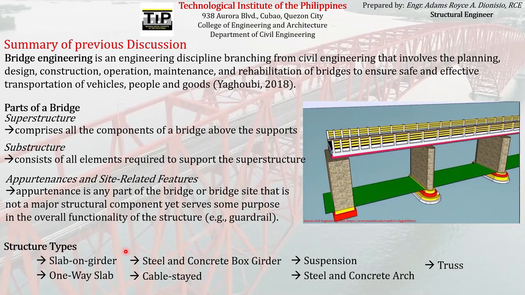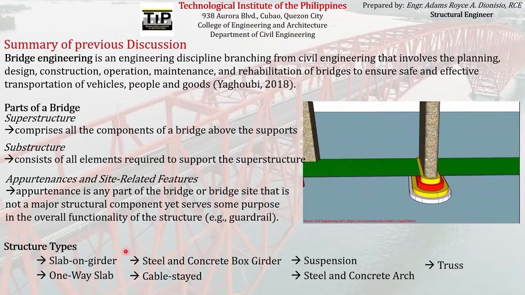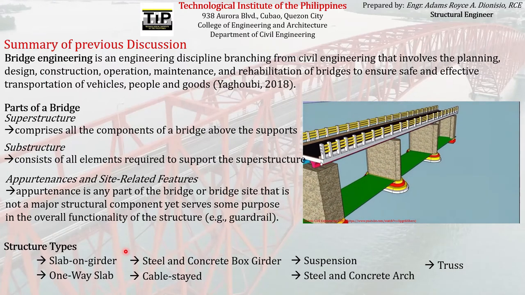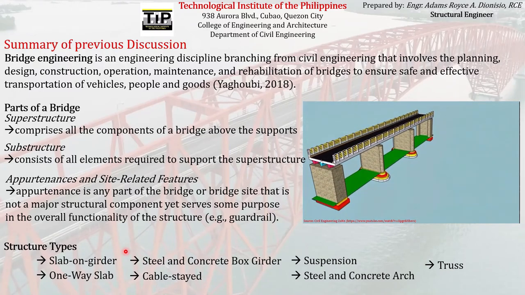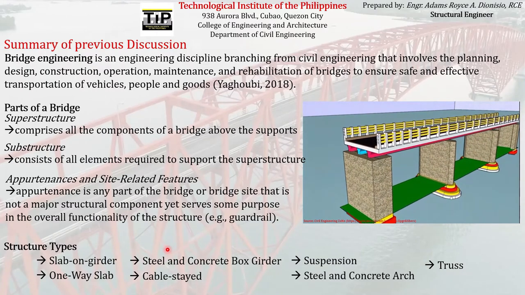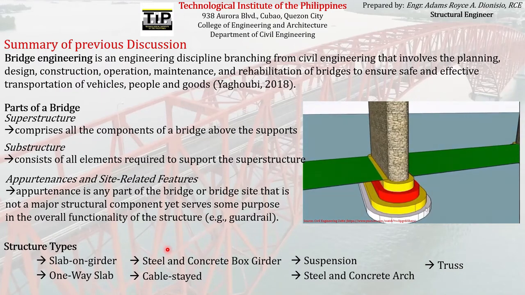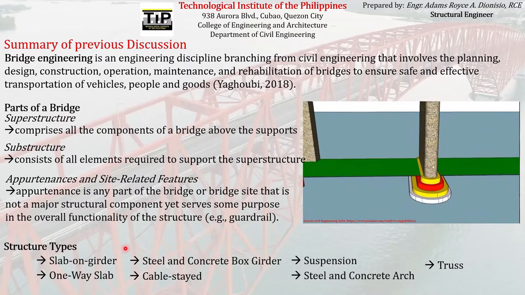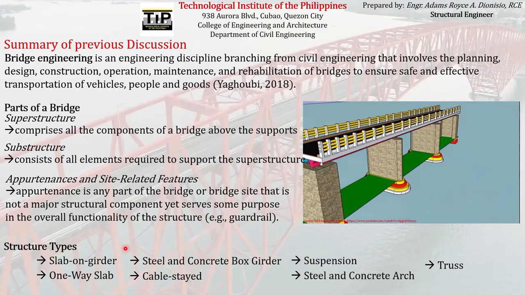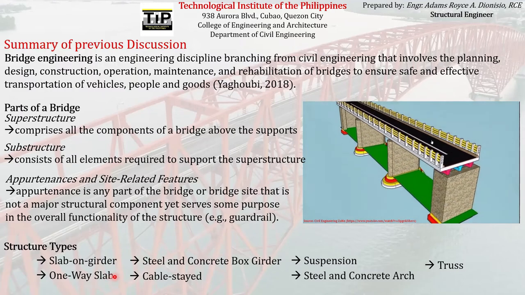The decision on which type of bridge structure will be used for a particular highway bridge site is dependent on several factors that we discussed last meeting. One of those is the required span of the bridge. If we are talking about short to medium span, we can use slab on girder. If we are concerned with a highway bridge site with a short span only, we can economically use the one-way slab type.